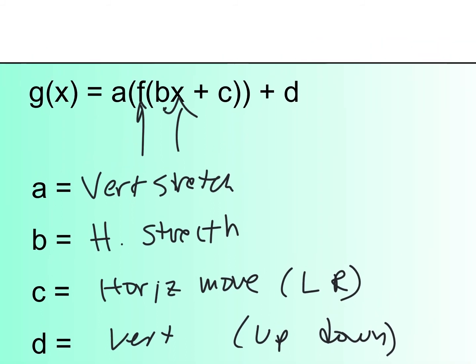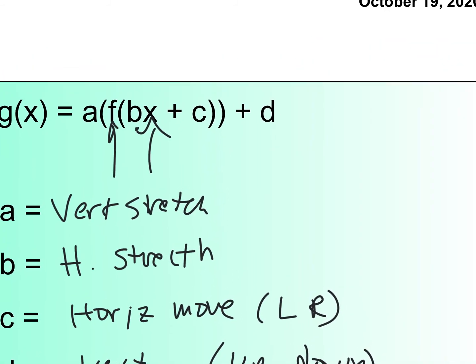Which ones can you trust? The ones that are on the outside. You can trust this to do what you would think, and this will do what you would think. The ones on the inside, not at all.